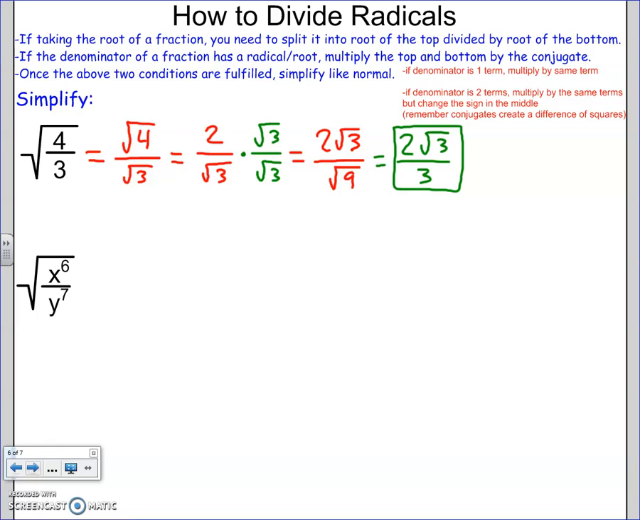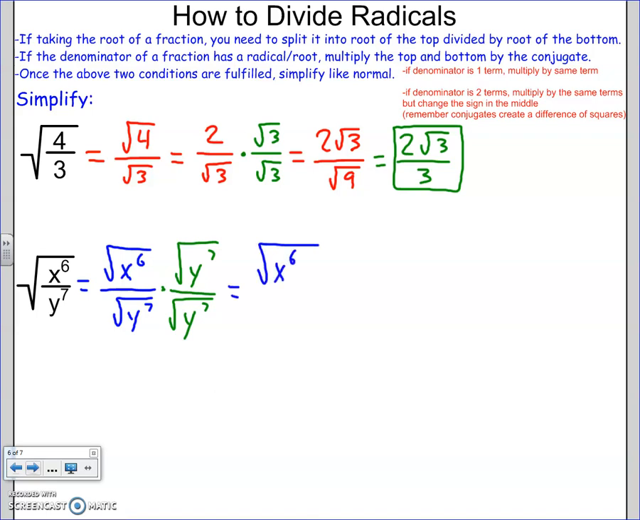Alright, down here we have a square root of that fraction. So just like before, I'm going to break it up into the square root of the top over the square root of the bottom. I can multiply the conjugate, or multiply the bottom. And you can do a lot of things in any order you want. When I do this, the top will be the square root of x to the 6th power, y to the 7th power, over the square root of y to the 7th times the square root of y to the 7th, which is just y to the 7th. A square root times itself will be just the number inside.